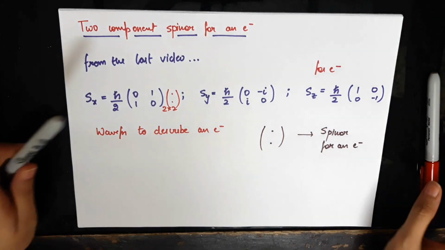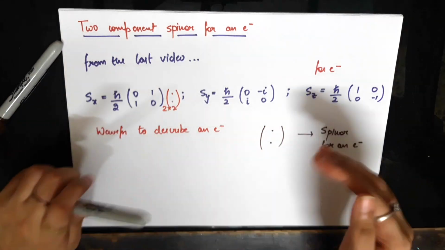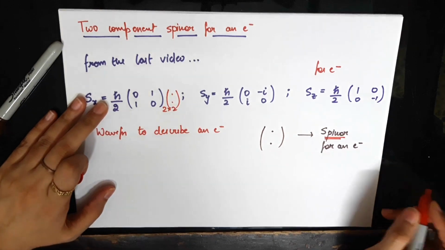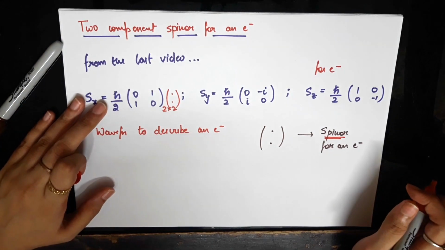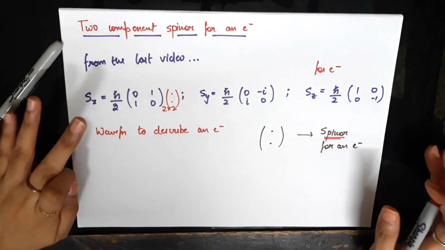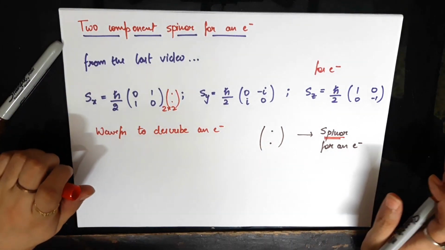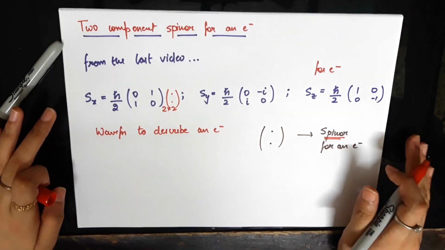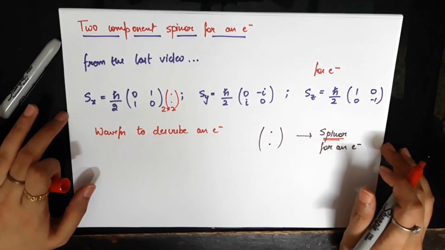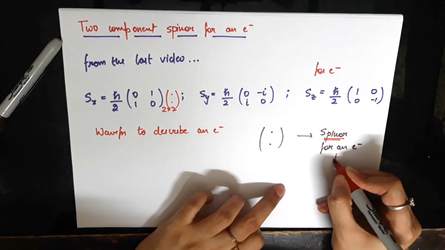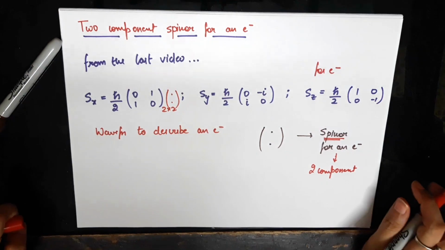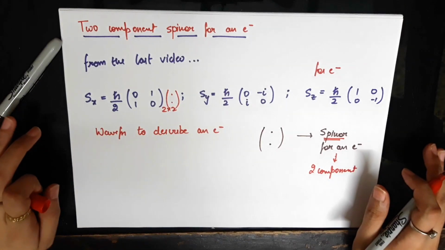So a spinor representation is nothing but a multi-component wave function that we use to describe a quantum particle which has non-zero spin. This multi-component nature of the state vector comes from the non-zero quantum mechanical spin. So that's why this is called a spinor representation of the wave function. And in the case of an electron, it's a two-component spinor. So this is what we mean by a spinor representation.